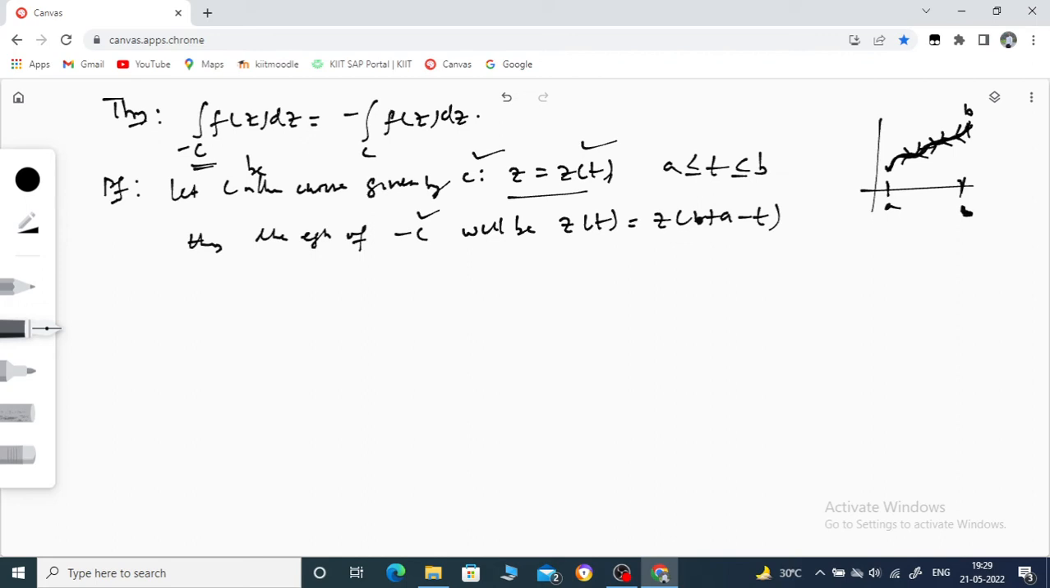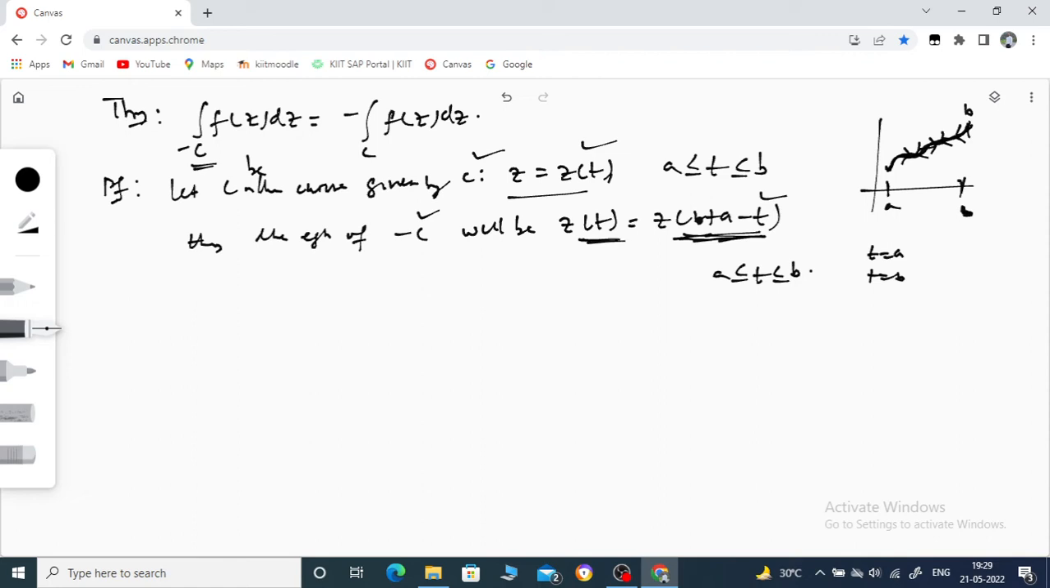So if I write z of t equal to this one, then just see, when you put t is equal to a, what will you get? In place of t, if you write a, then this will be z of b. Similarly, if you put t equal to b, then in place of t you write b, then b cancels out and you will get z of a. Okay, so the equation of minus c will be z of t equal to z of b plus a minus t, where t varies from a to b. Then this will be the curve for minus c.